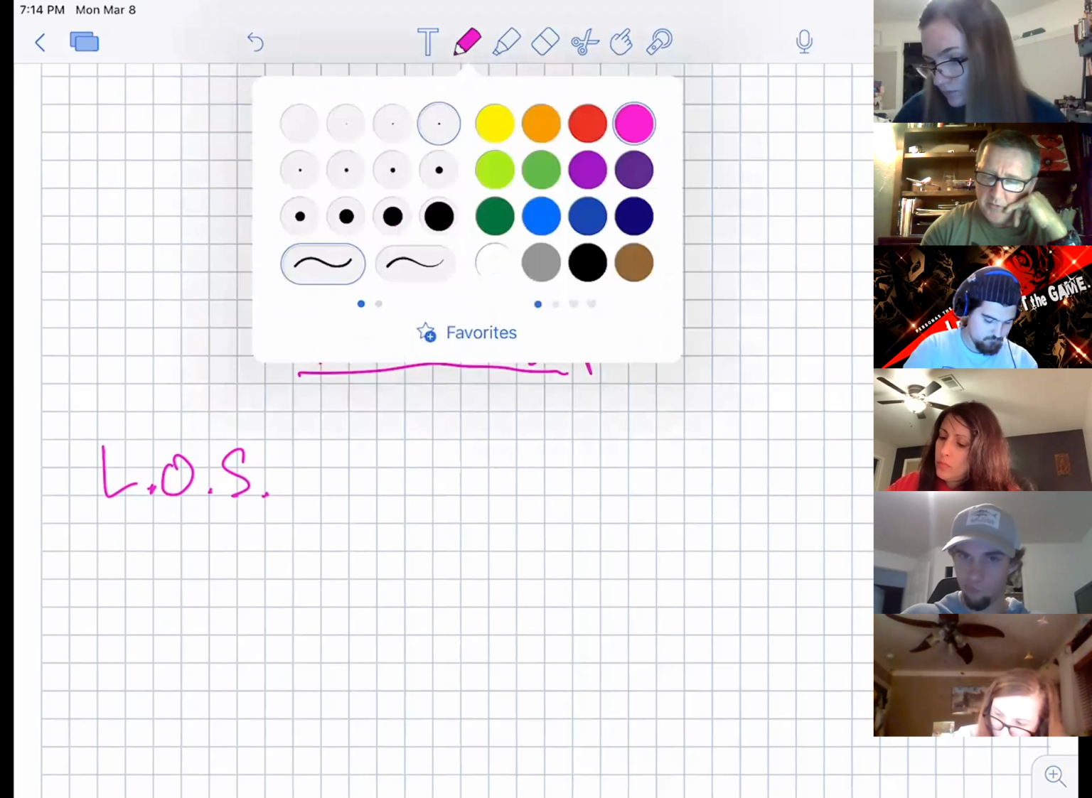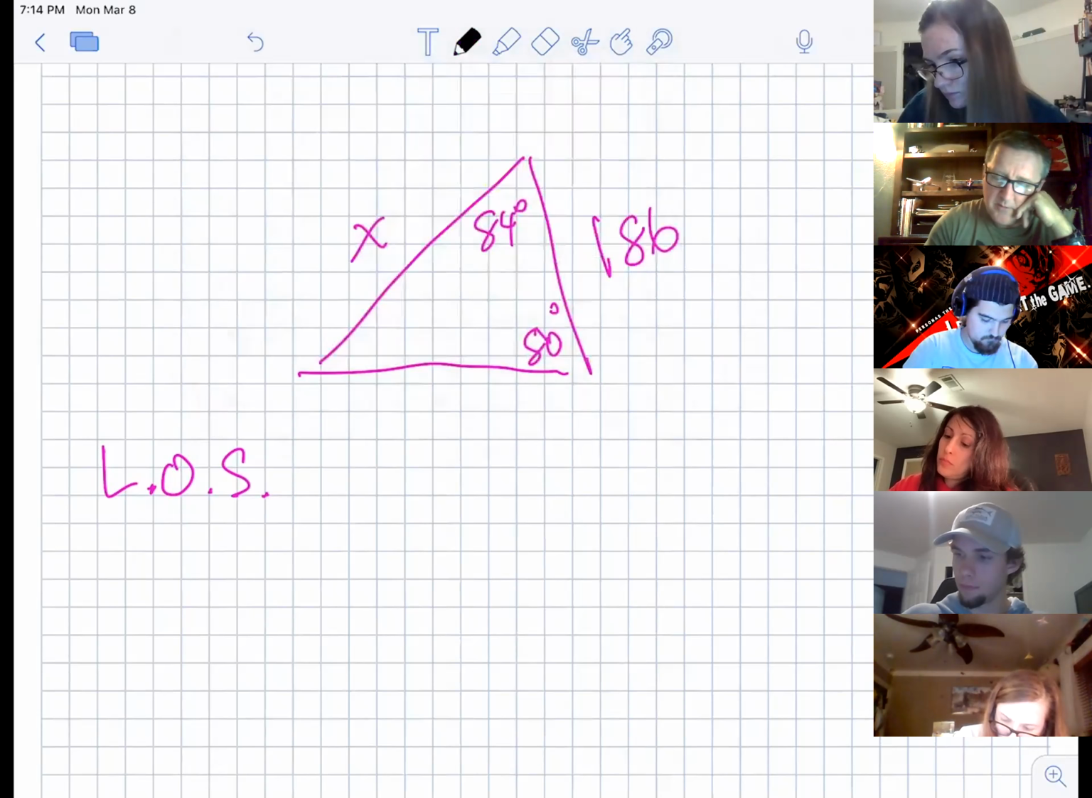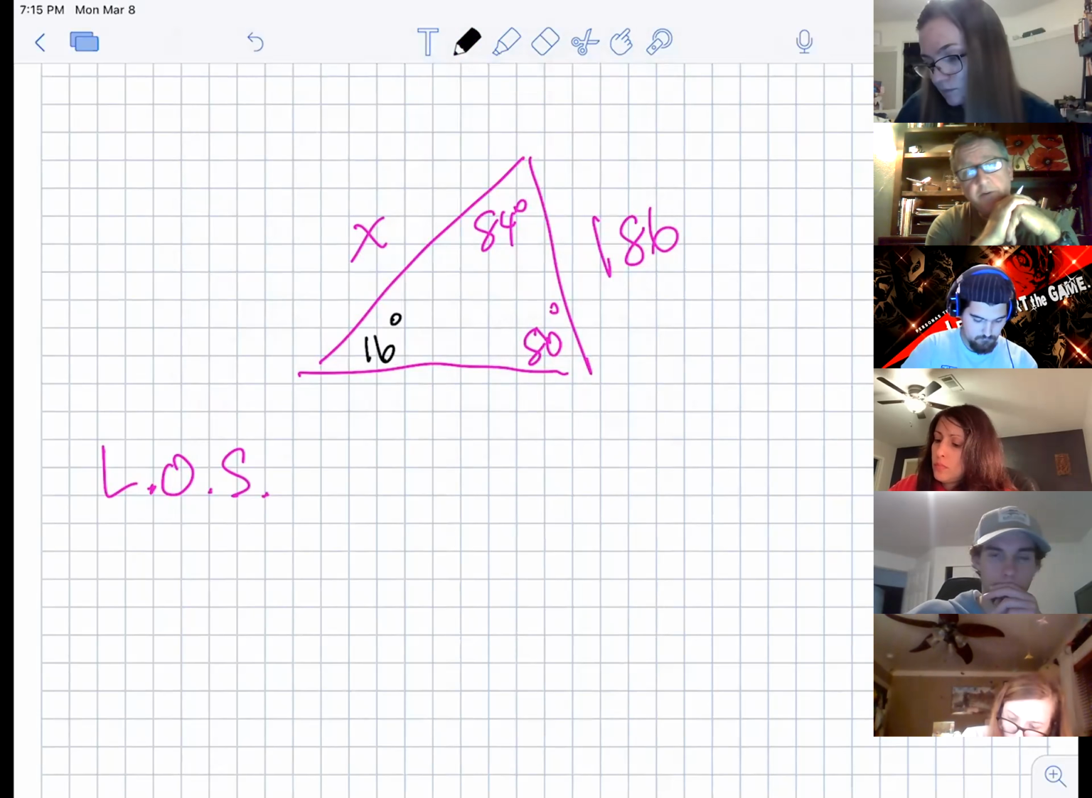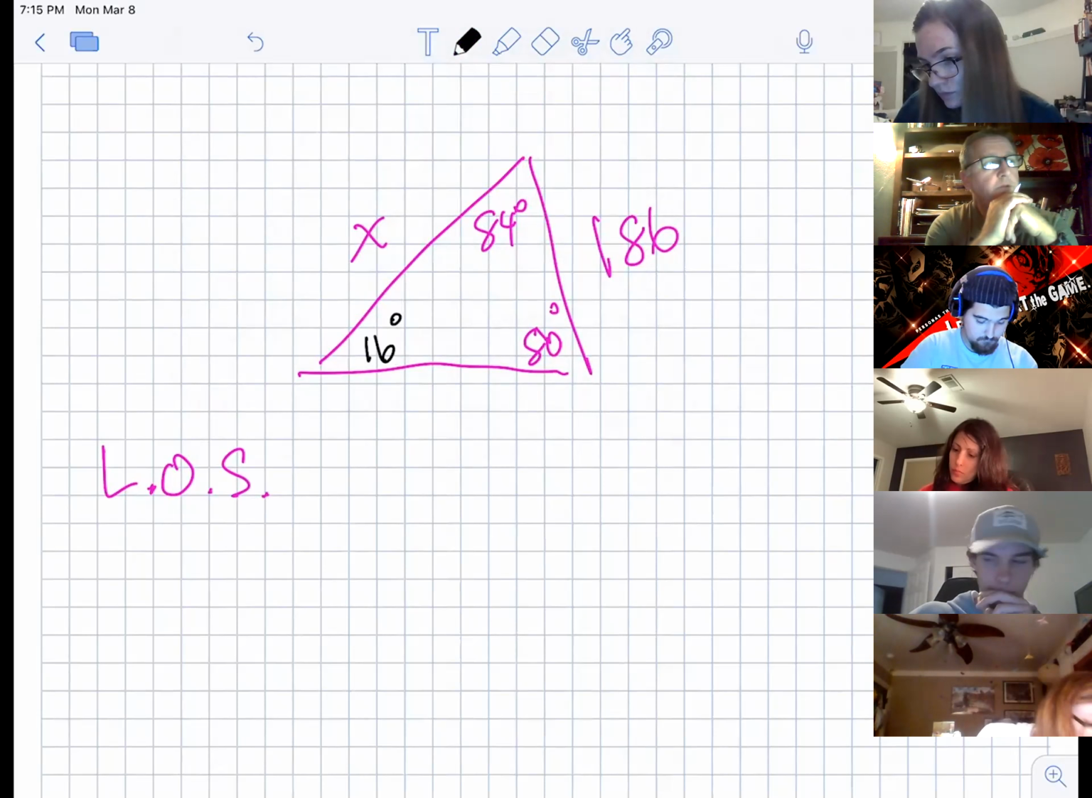Did you notice, I'm still going to give you some more time, but did you notice you had to figure out this angle over here for this to work? Two angles, you always know the third. Because you have to know the angle across from 186, the only side you know, otherwise you can't set up the law of sines. Now you can set it up.